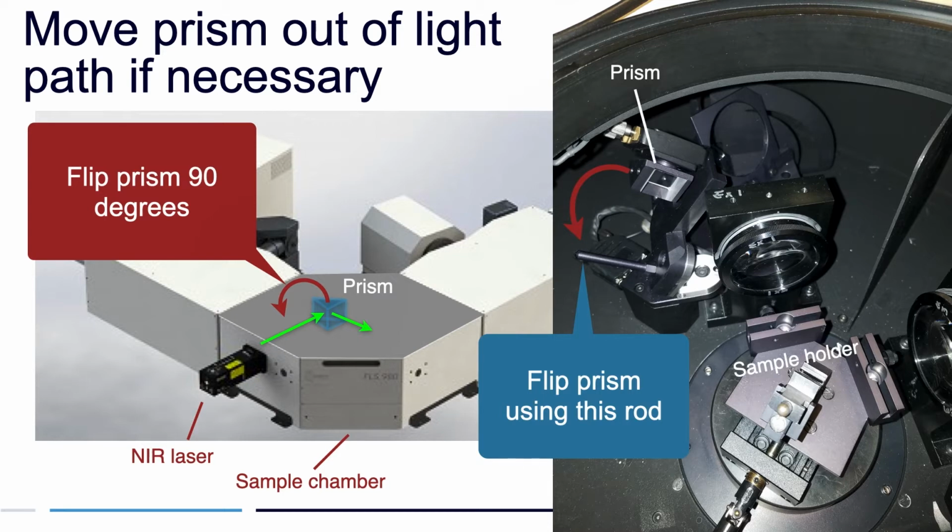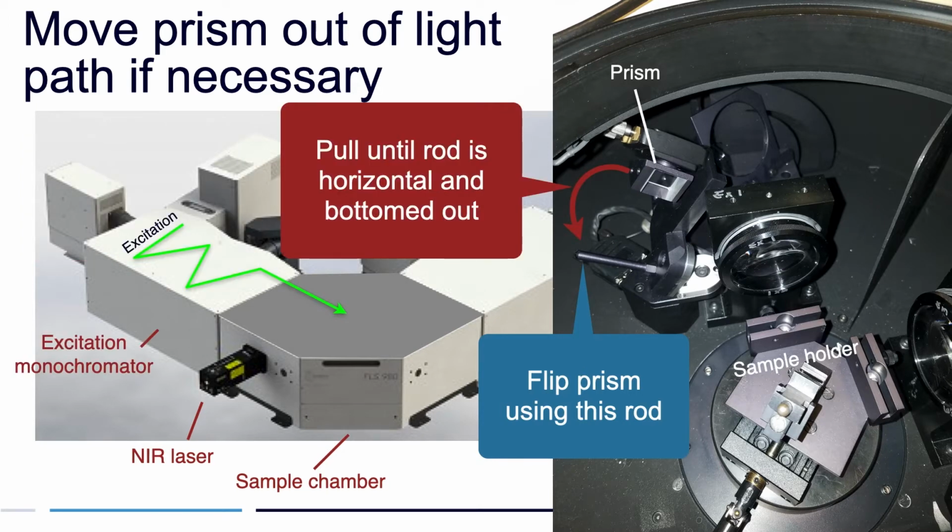The prism is located on a flip mount, and so you can flip this flip mount to move the prism out of the way by turning the rod from the vertical position to a horizontal position. If you do this right, the excitation beam will no longer be blocked by the prism, and you can excite your sample in a cuvette or a solid sample holder.